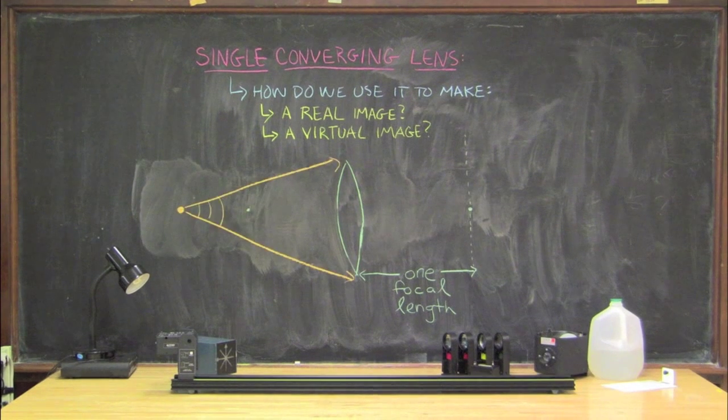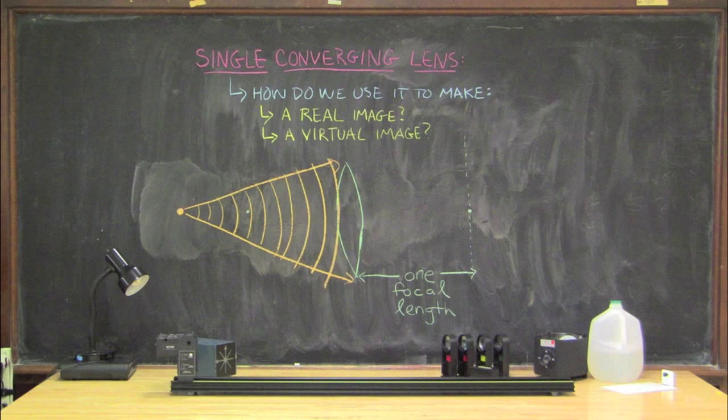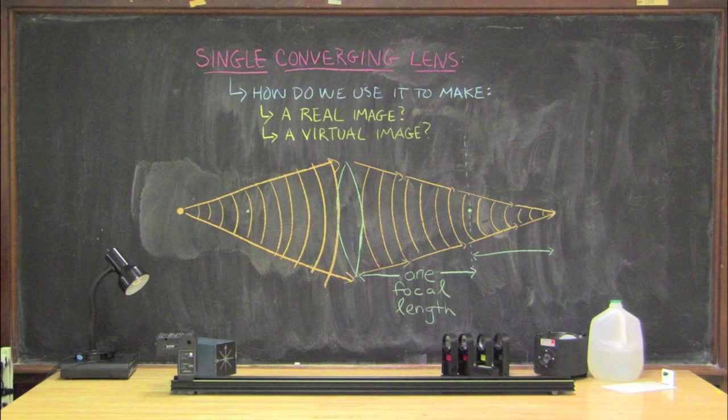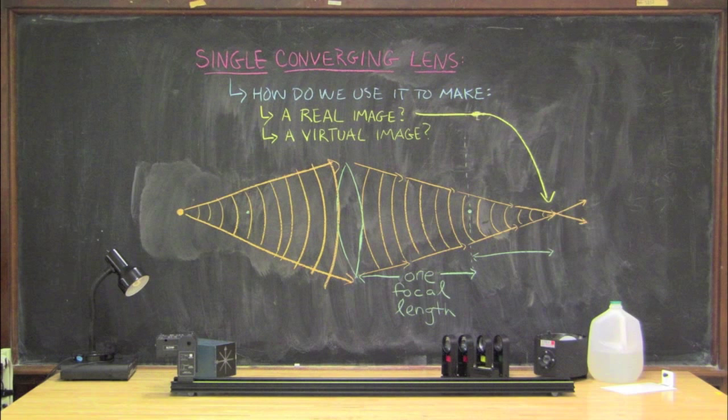If our object is closer to the lens, then the rays of light from the object are diverging more at the lens than they were when the object was at infinity. The lens bends the light, and the rays focus farther away than the focal point. We've still got a real image since the rays really do intersect.